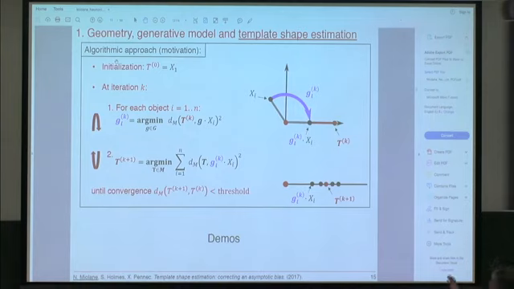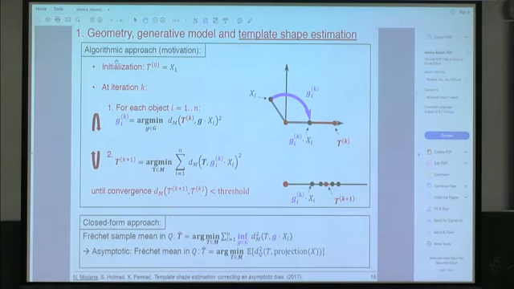So this is the algorithmic approach that is used in the literature. What we are really going to study here is the closed form approach. There is a link between the limit of this iterative procedure, so the template estimator that is reached by this estimating procedure, and the Frechet sample mean in the quotient space. In this simple case, it's exactly the same. Recently, there has been work by de Villiers, Alassonnière, Trouvé, and Penney to show that this procedure, under certain assumptions, converges to a Karcher mean in the quotient space.